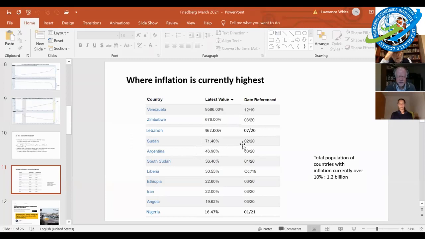Argentina is also running high inflation. If you add up the populations of all the countries where inflation is currently higher than 10% a year, you get something like 1.2 billion people. So it's a pretty big share of the world population where people have an incentive to shop around for a money that doesn't lose its value quite so rapidly.